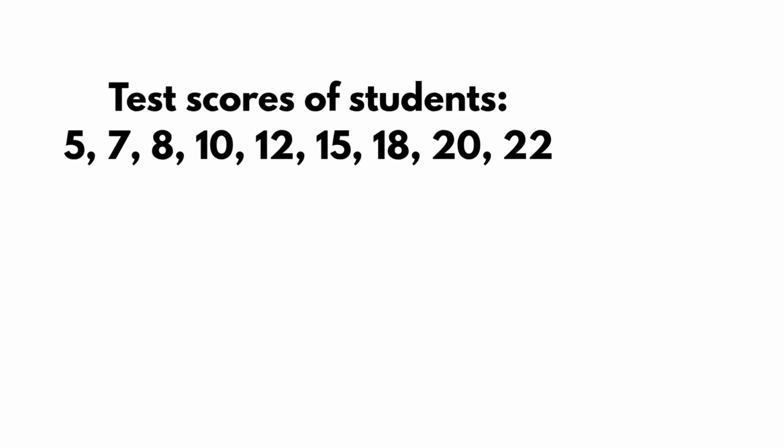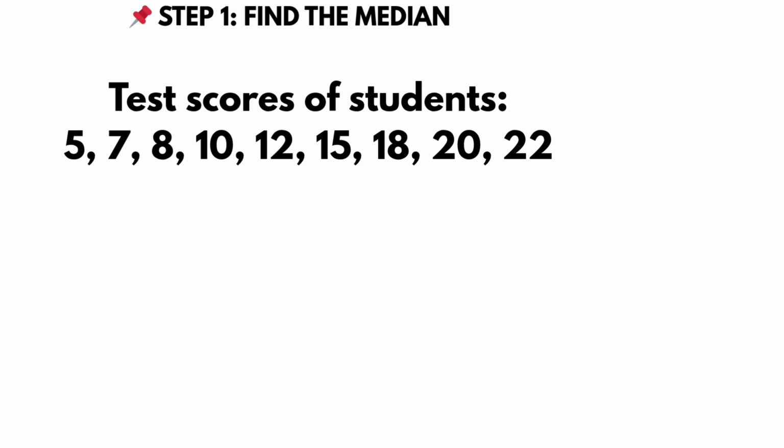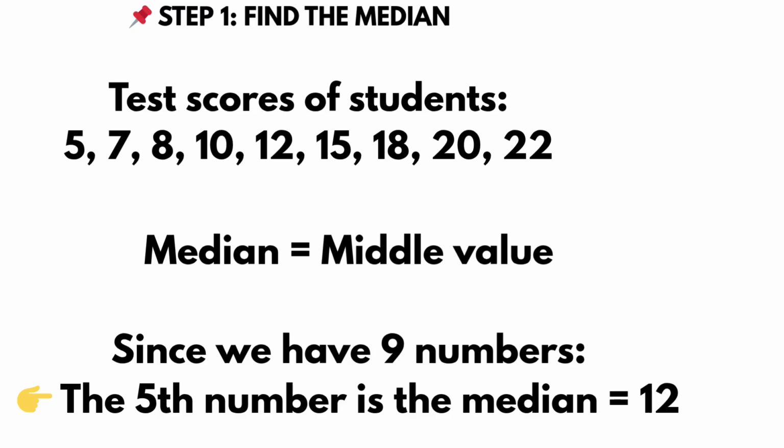Let's take an example. Test scores of students: 5, 7, 8, 10, 12, 15, 18, 20, 22. Step 1. Arrange the data. Here the data is already arranged. Now find the median. Median is equal to the middle value. Since we have 9 numbers, the fifth number is the median, which is equal to 12.